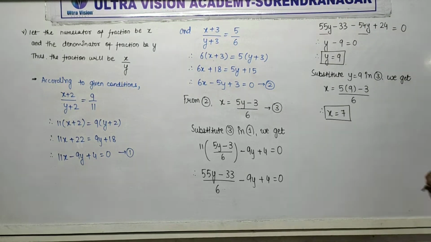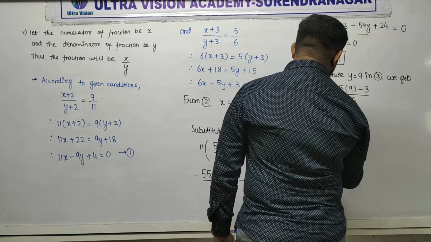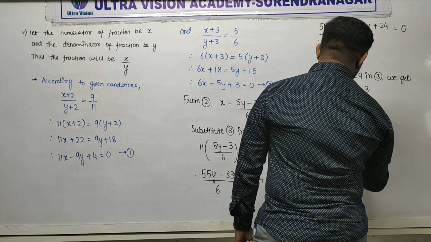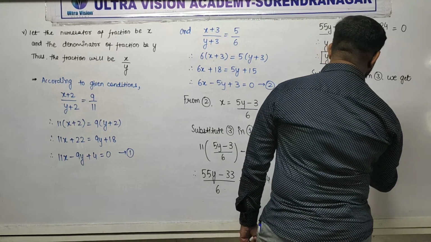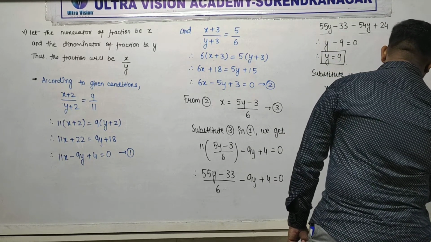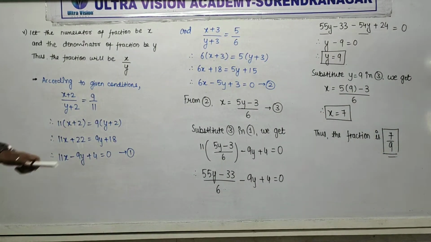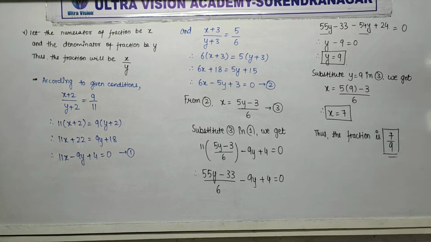Right? Sure. So we got x and y, but we didn't need x and y. What did we require? Thus the fraction is 7 divided by 9. Let us check. If I add 2 to numerator and denominator both, 7 plus 2 is 9, 9 plus 2 is 11. Does it get 9 upon 11? Yes or no? Yes.